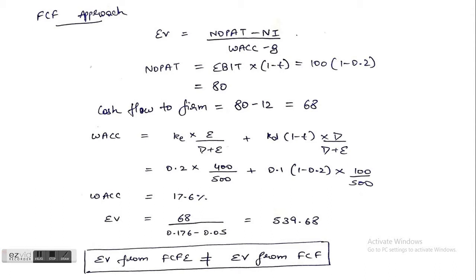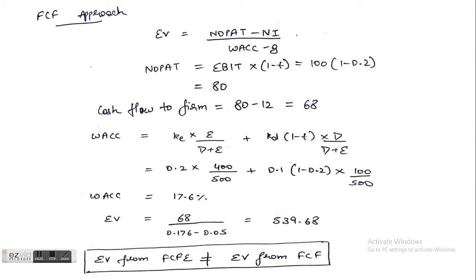Now a big surprise: the EV from FCFE method is not matching with the EV from FCF method. The EV that we got from FCFE method was 500 against 539.68, which we got from this method. Now what exactly went wrong? To understand this, we'll have to look at free cash flow approach once again.